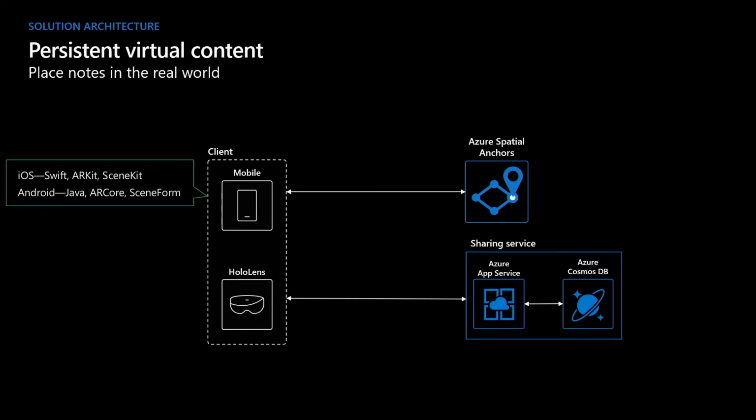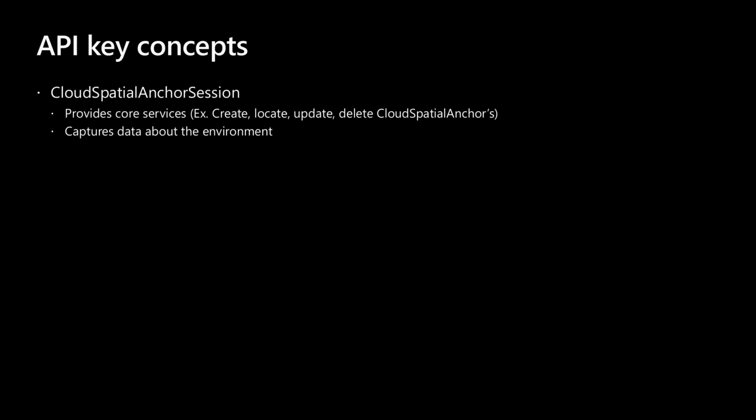I will give you more detail on that, but before we do that, I want to jump into some API key concepts for ASA. At the root of ASA is the Cloud Spatial Anchor session. First, it provides core services. Through it, you create anchors, locate them, update their properties, or delete them. Second, it captures data about the environment. When I say that, I mean on mobile devices, you're passing in camera frames to the session, or on HoloLens, we're getting the map from HoloLens and passing it in ourselves.